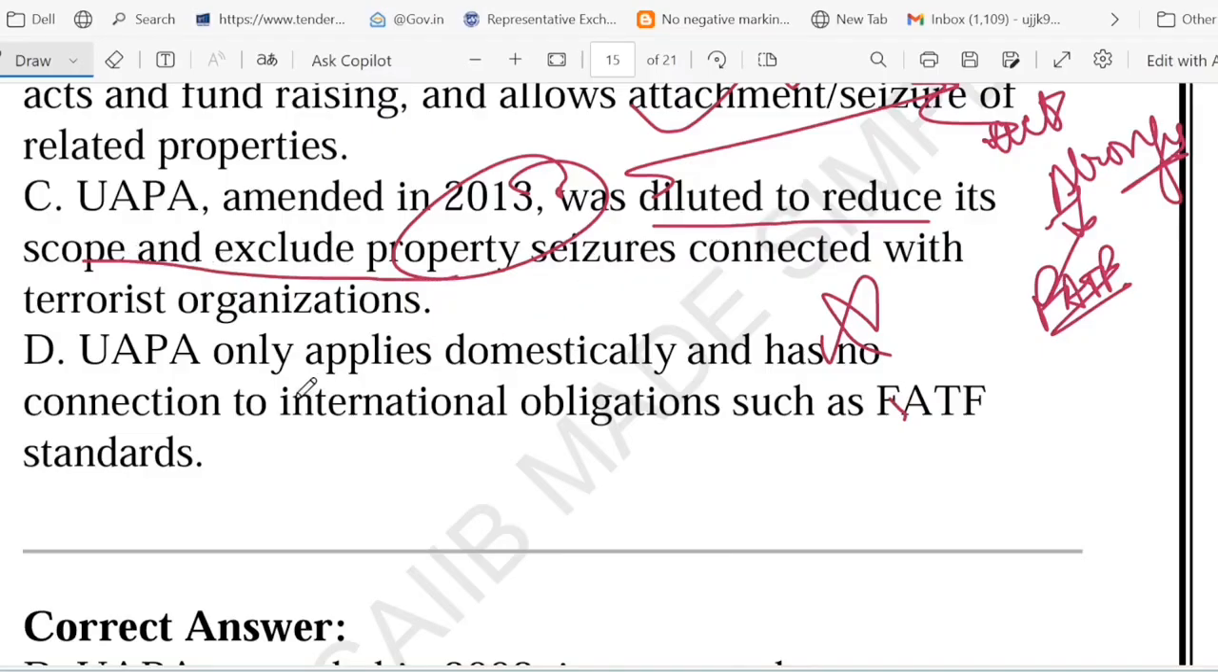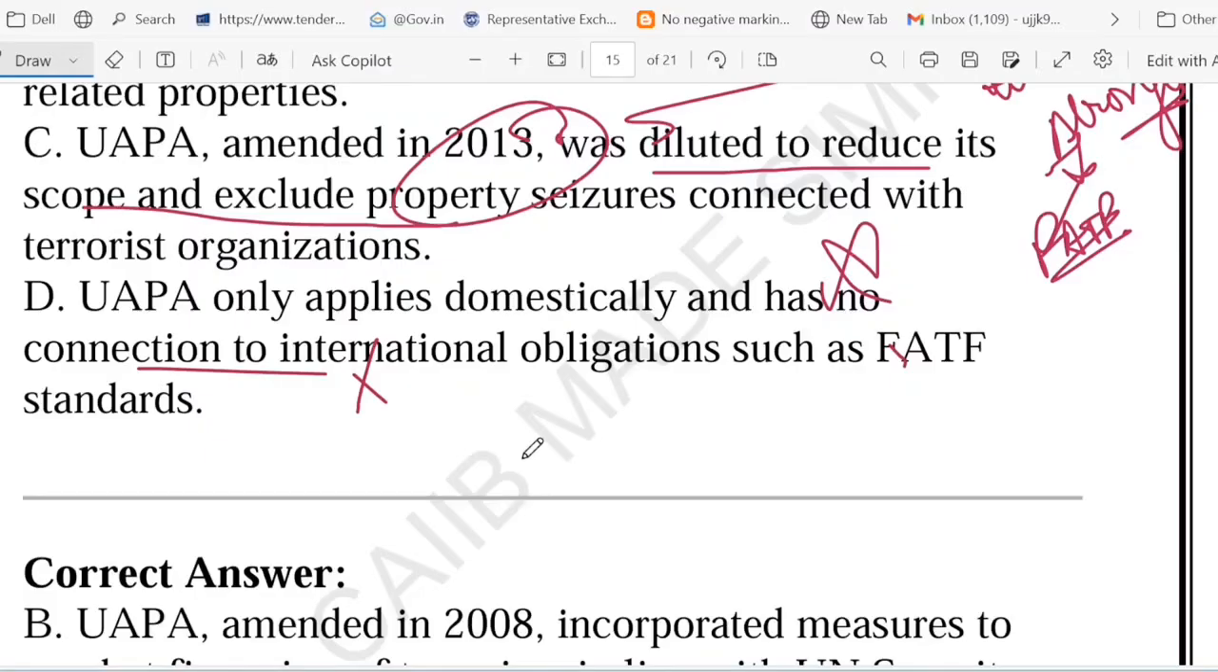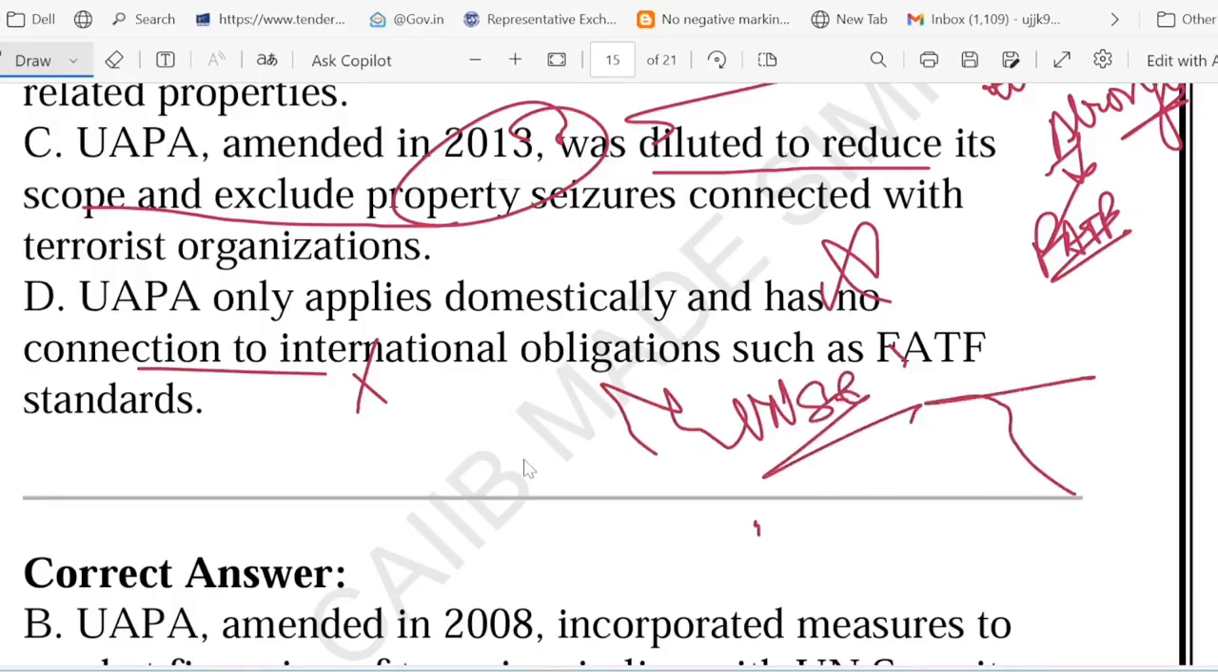What about option D? It says that UAPA applies only inside India and has no international link. This is completely wrong. Why? Because UAPA amendments were specifically made to align with international obligations, like UN Security Council resolutions and FATF recommendations.